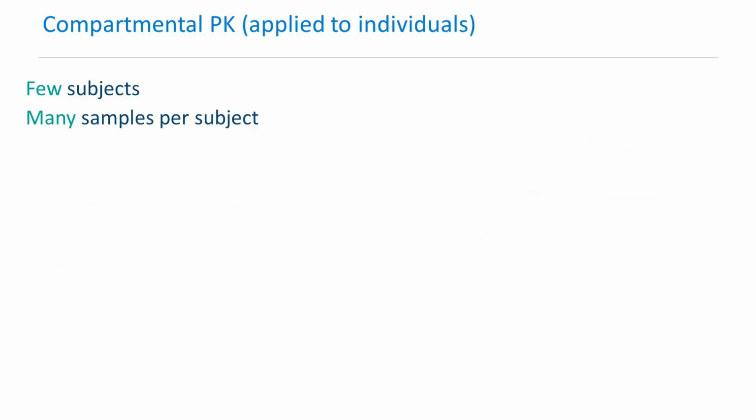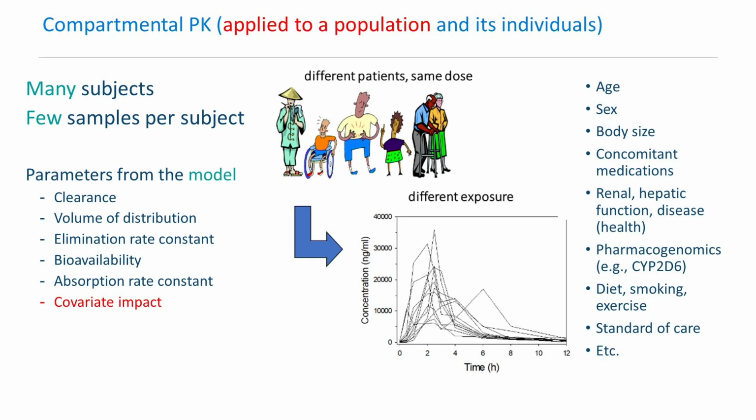So in the case of compartmental PK applied to individuals, I think you can see the utility of it, but when we're applying compartmental PK to one subject at a time, you really need to be in a situation where you have few subjects and many samples per subject. When we talk about compartmental PK applied to a population and its individuals, that's a situation where you often have many subjects, sometimes many, many subjects. So we're talking about, as we're getting into some of our late phase studies, we can have hundreds, if not thousands of subjects, and very few samples per subject. So you have very sparse data.